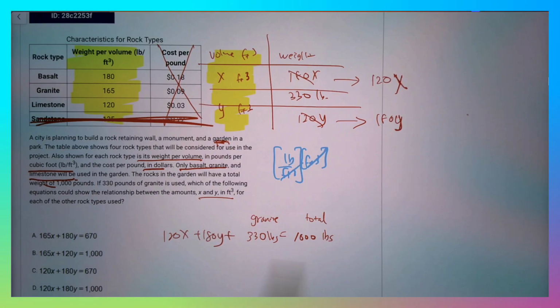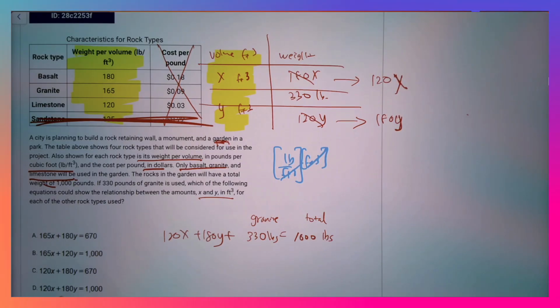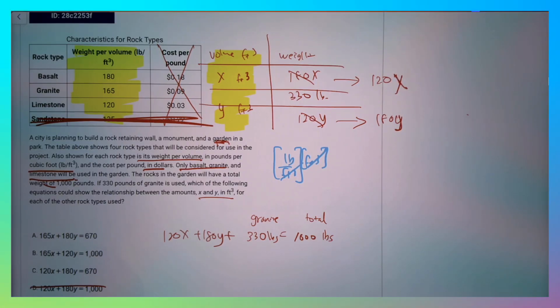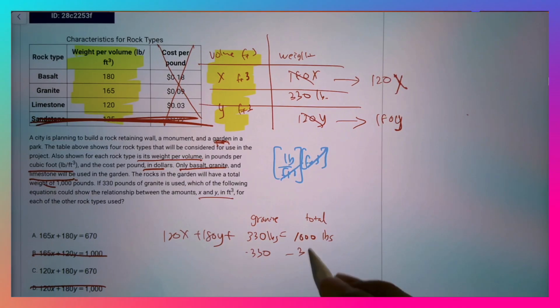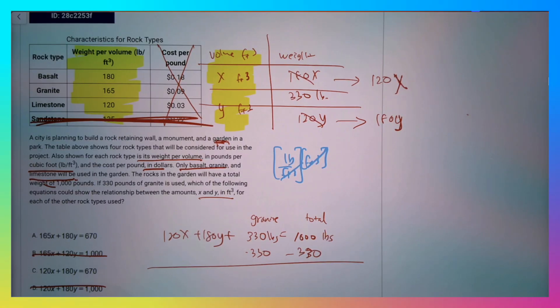So if you are to have a full equation, it would be this, but D is missing that 330 pounds of granite, so it's B. You have to subtract 330, being a like term, and that gives you 120x plus 180y equals 670. So the correct answer should be C.